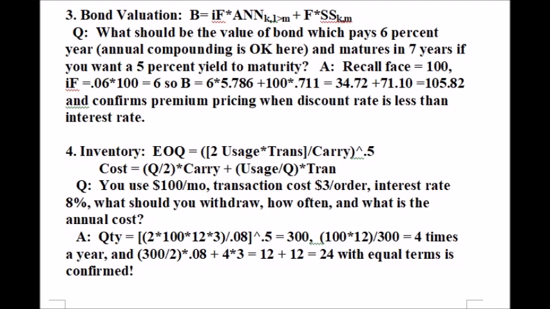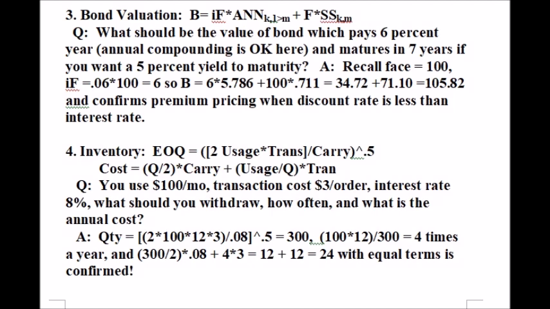Turns out it's the minimum of the total cost, which is the average quantity divided by 2 times the carrying cost plus the number of orders, which is the usage divided by the quantity times the transaction cost. Okay, say you use $100 a month in stuff. Their transaction cost is $3 per order, say to go to the ATM, or the cost of the ATM. The interest rate is 8%. How much should you withdraw? How often? And what's the annual cost?